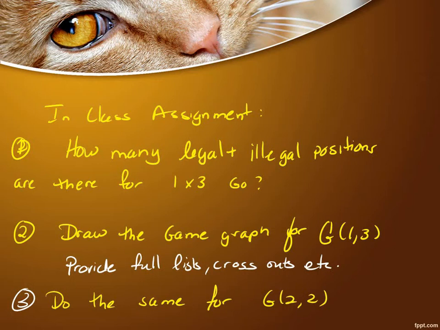Okay, this one's a little harder. So what I'm going to do for this in-class assignment is move to 1-3. Now that you saw how 1-2 works, 1-3 is a little bit more complicated. How many configurations total will we have before we X out the illegals? 27. How do we get that answer?